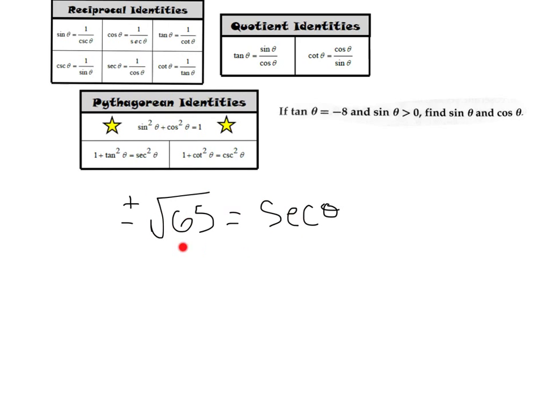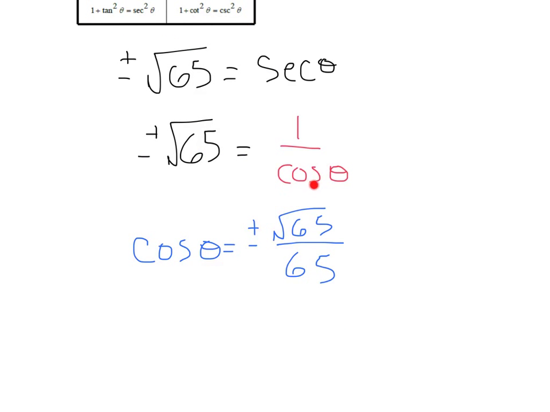So we've got secant. Let's see what we can do from there. Looking up here, I know we want to find either sine or cosine. I know secant is directly related to cosine. Remember our reciprocal identities. Secant theta is equal to 1 over cosine theta. Substituting that in will give me 1 over cosine theta equals plus or minus square root of 65. Solving for cosine and rationalizing, we'll get cosine theta equals plus or minus root 65 over 65.